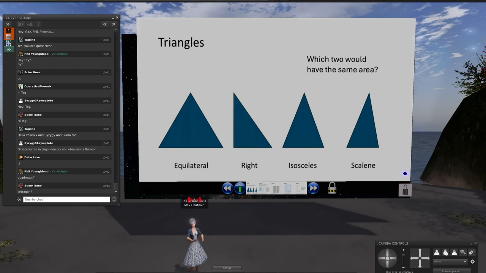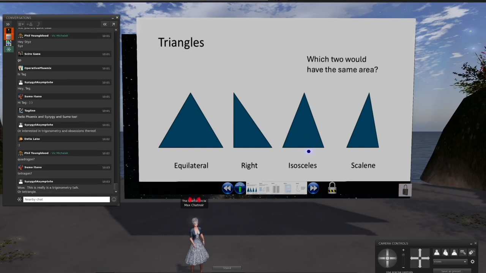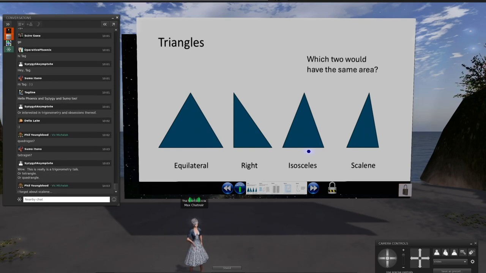Triangles come in several variants. There are the equilateral triangles, in which all three sides are exactly the same. There are right triangles, which have one angle that's 90 degrees, like a rectangle. Isosceles triangles have two sides that are the same, and the angle between the two sides can either be acute or obtuse. It could be a little bit flatter and fatter. And then you have the scalene triangles, which have sides of three different sizes.